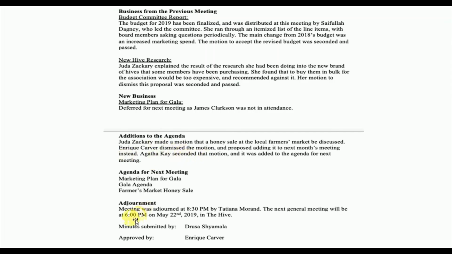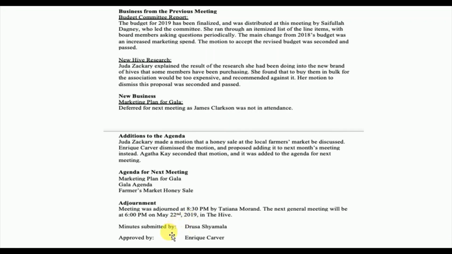Okay, then there is adjournment. Like what time the meeting was adjourned and by whom, as well as where the next meeting will be held and when. So you have to write down all sorts of that stuff in this particular section. As you can see, meeting was adjourned at 8:30 p.m. by Tatiana Morand. The next general meeting will be at 6 p.m. on May 22nd, 2019 in the Hive. Okay, so you have to write down all sorts of that stuff in this adjournment section.